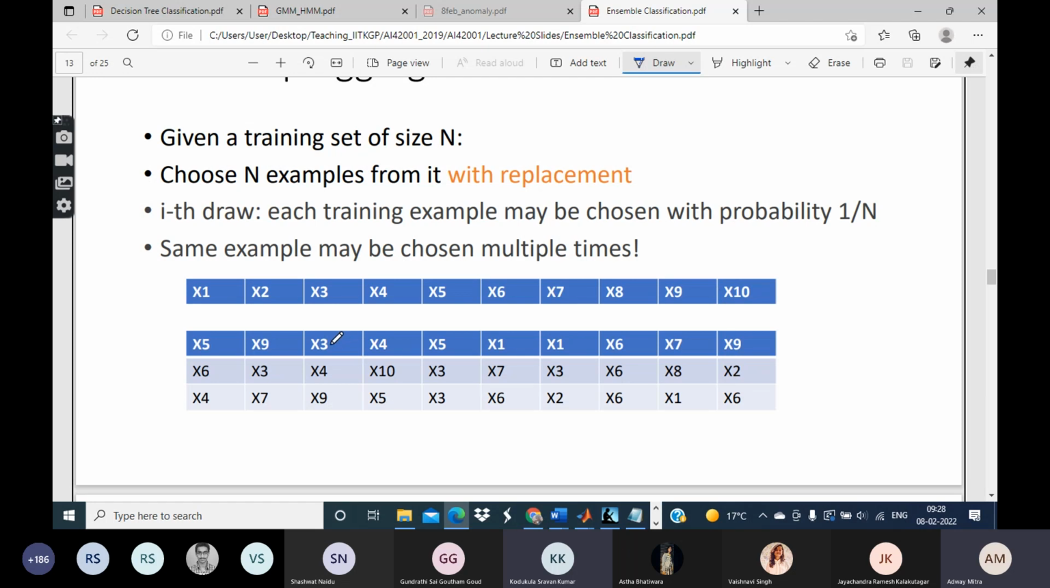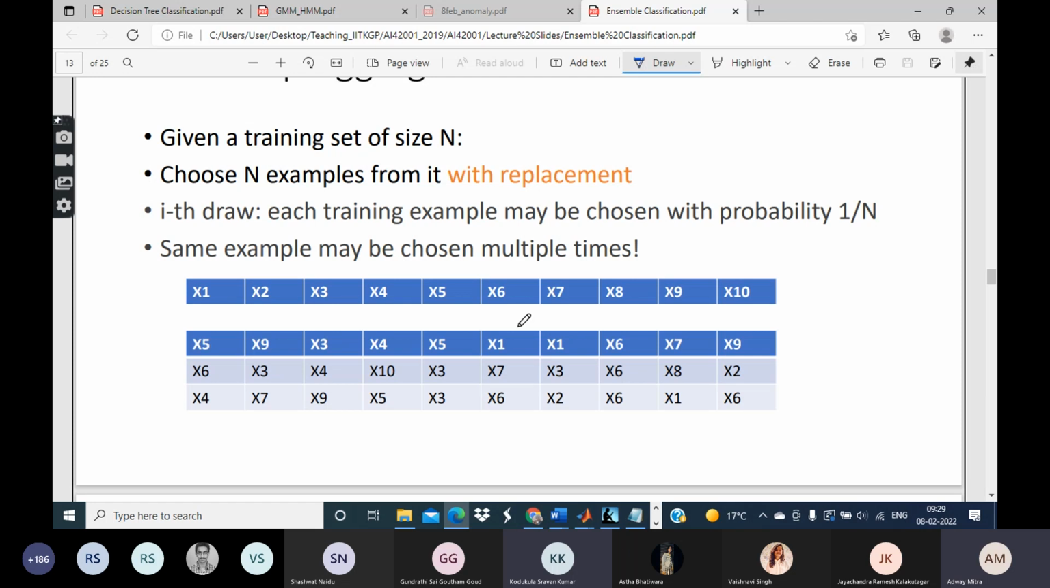In this case, as I already said, x5 occurs twice, x9 occurs twice, but x2 and x8 do not occur. In this one, you may find x3 occurring three times, but x5 not occurring at all, and maybe x1 also does not occur at all. If you consider this one, we see x6 appearing thrice, but maybe x8 never occurring, x5 never occurring, and x10 never occurs.